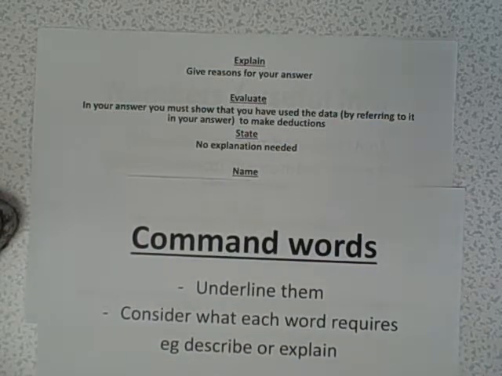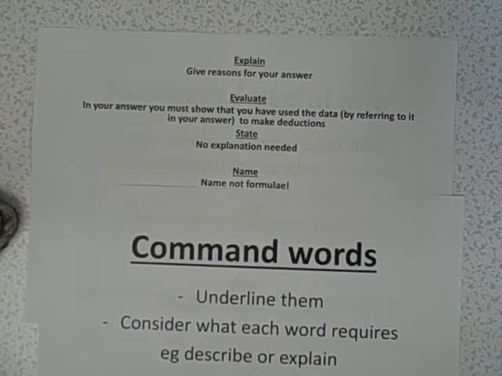Name. Okay, sounds pretty obvious, but name means name, not the formula. So if it said name a suitable reducing agent for a ketone or an aldehyde, if you said NaBH4, that would not get the marks, because that's not the name. You would have to say either sodium borohydride or sodium tetrahydridoborate. It's like the English word, the name.